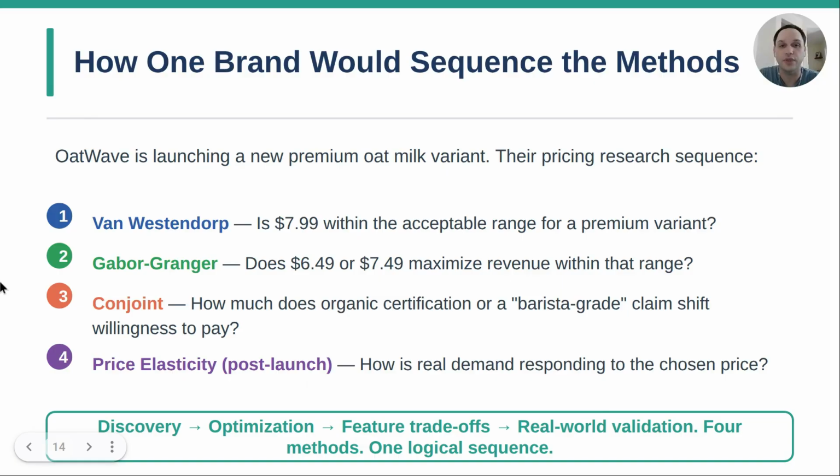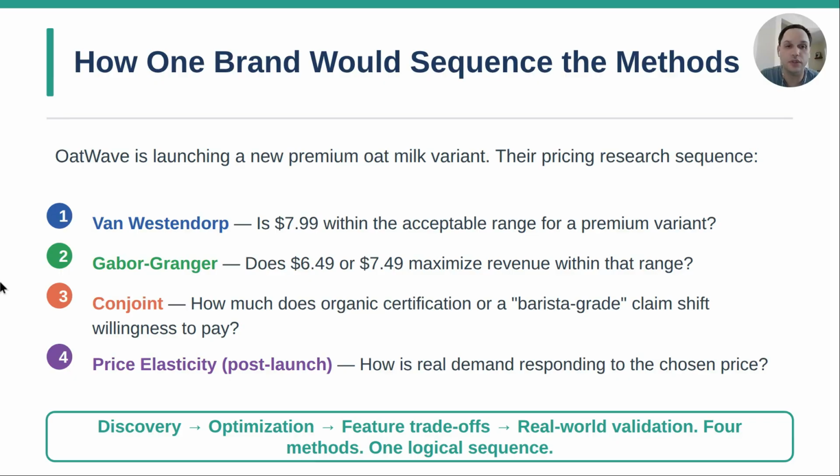Let's make this concrete. Oatwave is launching a new premium oat milk variant that first needs to set the right price before it goes to retail. Here's how they'd sequence the methods. First, Van Westendorp. Is $7.99 within the acceptable price range for a premium plant-based milk variant? That sets the playing field. Second, Gabor-Granger. Within the acceptable range, does $6.49 or $7.49 maximize revenue? That narrows it to a specific number.